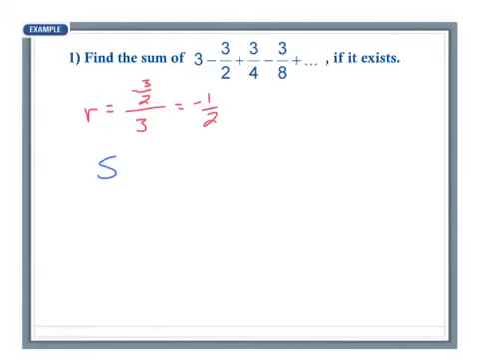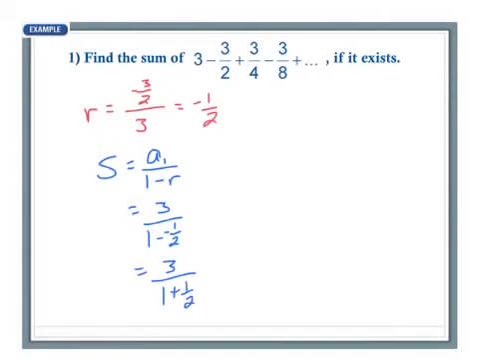So the formula for the sum of an infinite series, notice there's going to be no subscript on the capital S here. It was the first term over 1 minus the ratio. The first term is 3. The ratio is negative a half. So I'm doing 1 minus negative 1 half. So that's actually 3 over 1 plus 1 half, which is the same thing as 3 over 3 halves.